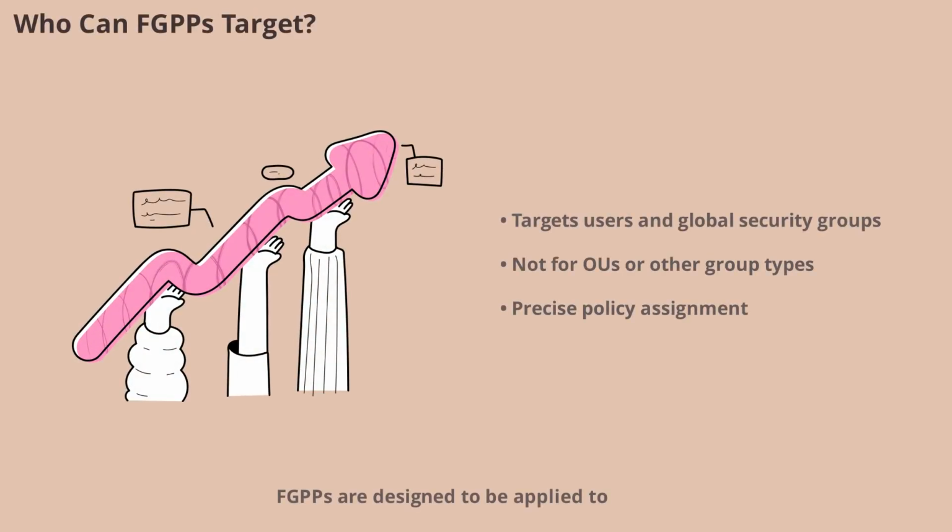FGPPs are designed to be applied to individual user objects or global security groups. This means you can target specific people or entire groups that need special password policies. However, FGPPs cannot be directly applied to organizational units, OUs, universal groups, or domain local groups. Even if you try to select these in the administrative center, the policy won't be enforced for their members. Only global security groups and individual users are supported.